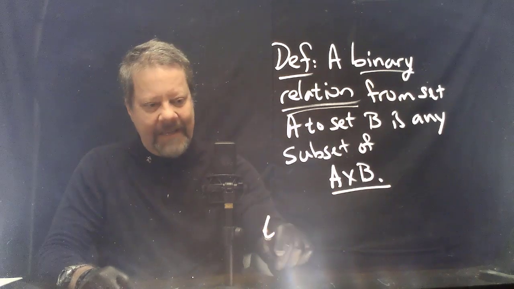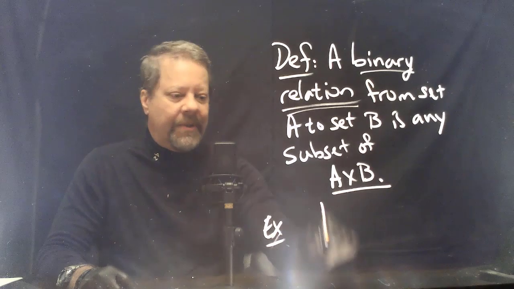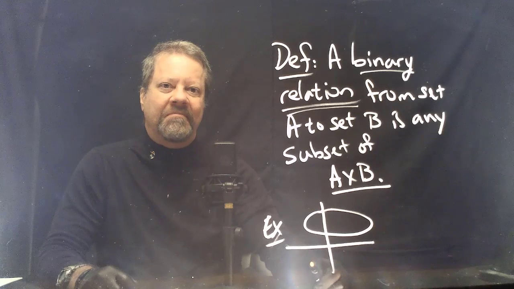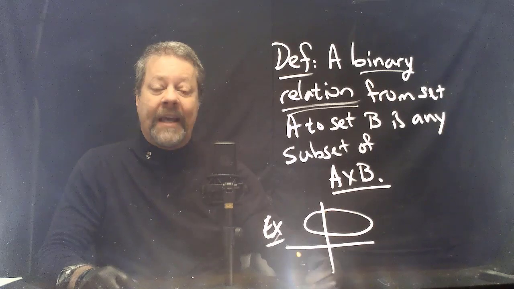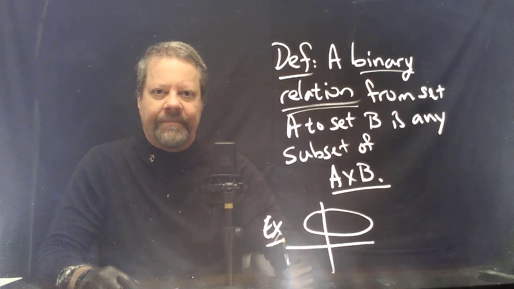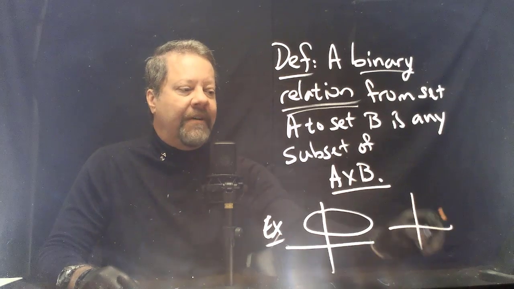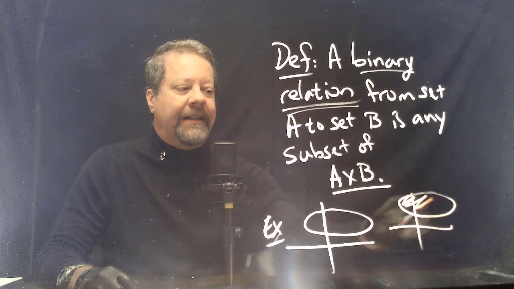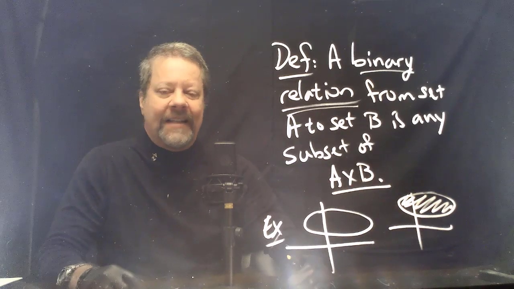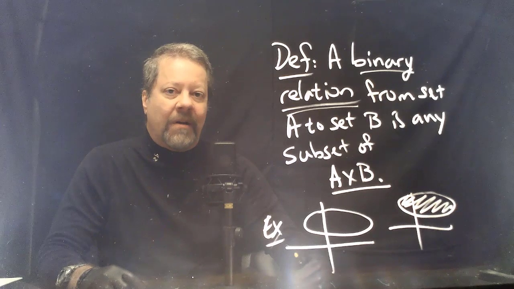So as an example, suppose I have these points in the xy plane. This would be a subset of the xy plane, and hence it would be a relation. Even if we took that oval and filled it in, it's still just a subset of the xy plane, and so it is a relation from R to R.